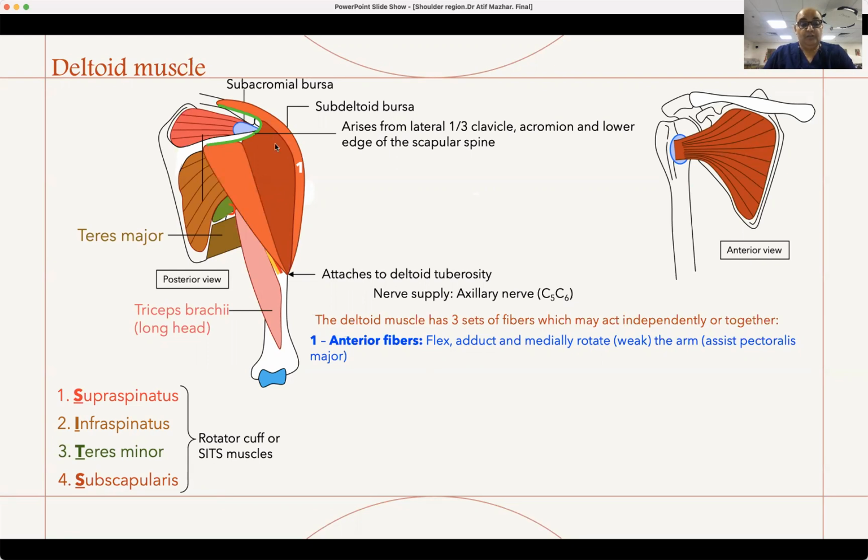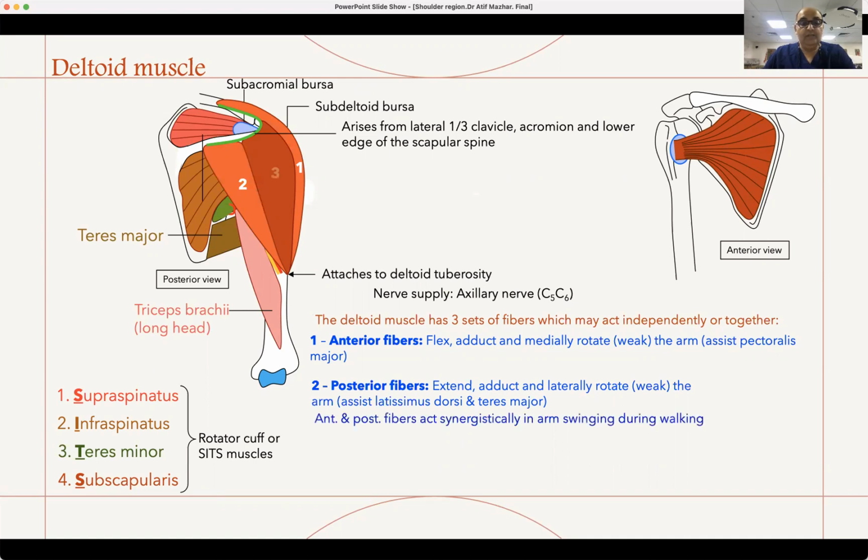Shoulder joint. This is the job of my anterior fibers. The middle fibers, I'll be coming to that. Let's talk about the posterior fibers. They are reverse. They extend, but they adduct and laterally rotate, opposite to them. Are we good?